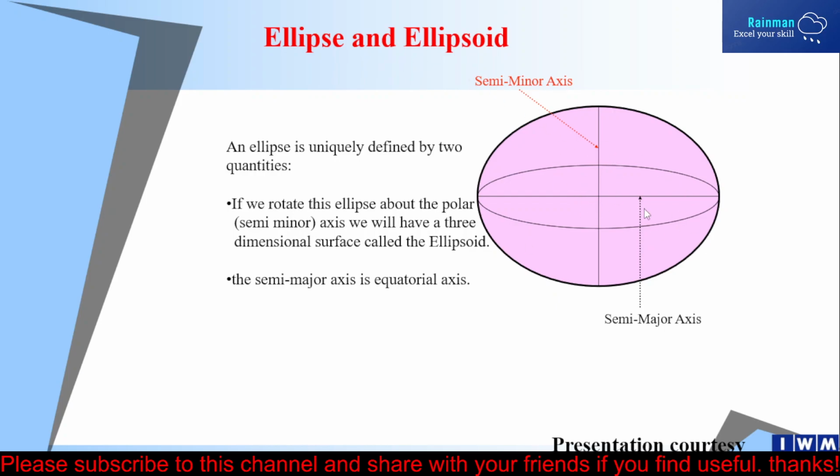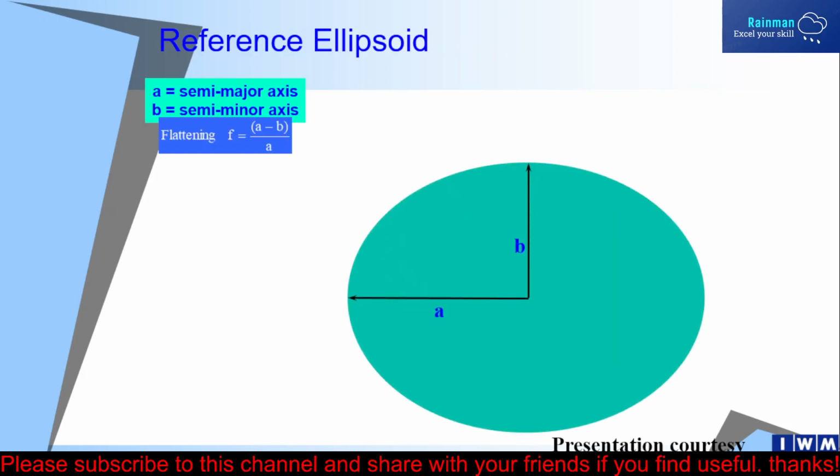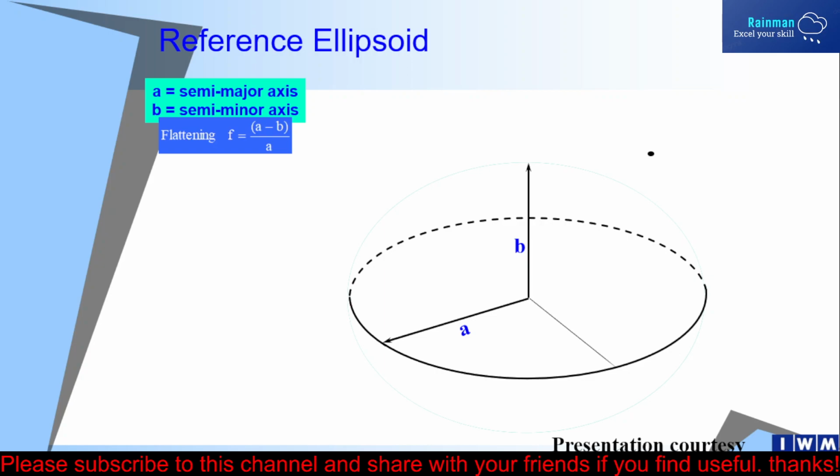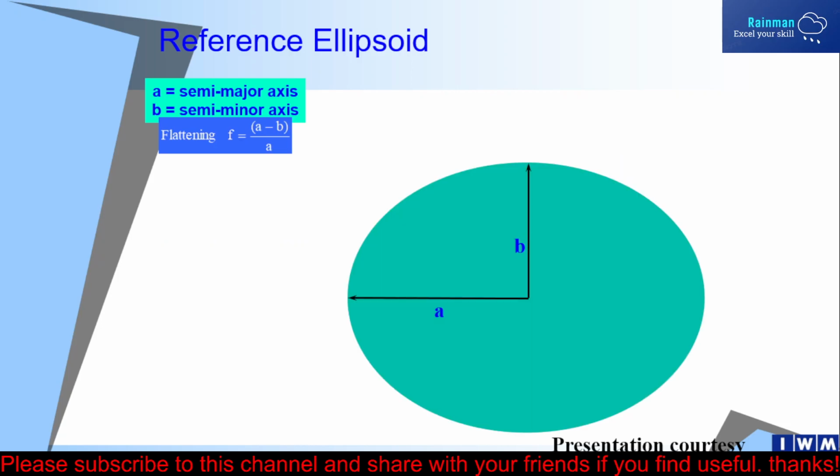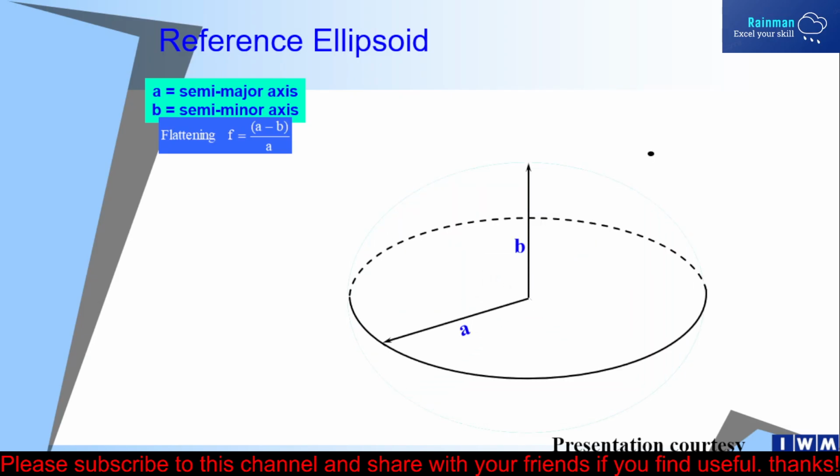And this is our ellipsoid. I've already explained what the semi-minor axis and semi-major axis are. Let's say this is my reference ellipsoid. A is the semi-major axis, B is the semi-minor axis. I think by this graphic you can understand what latitude, longitude, and ellipsoidal height are. Again, I'm playing it for you. I've already explained this in the previous slide.